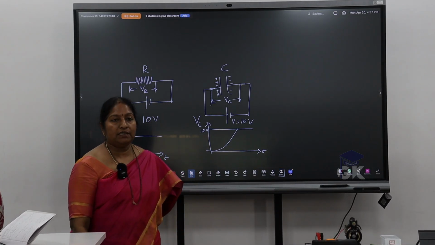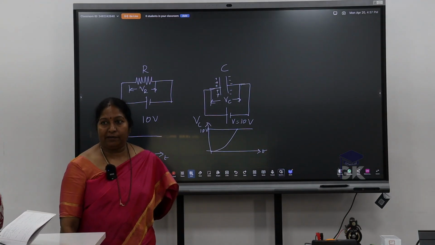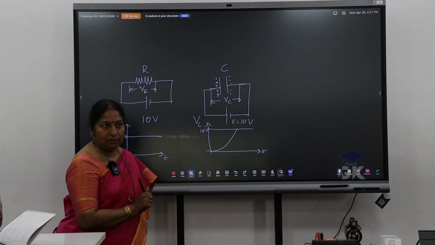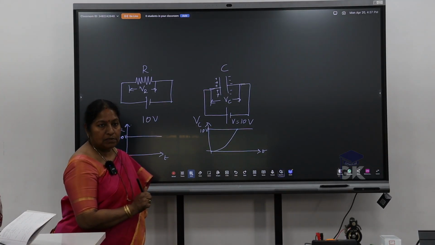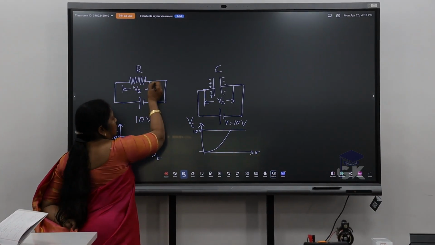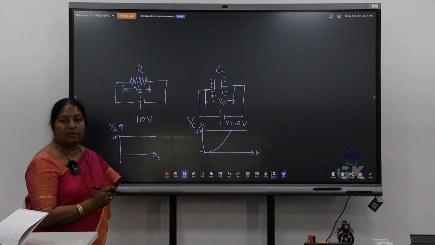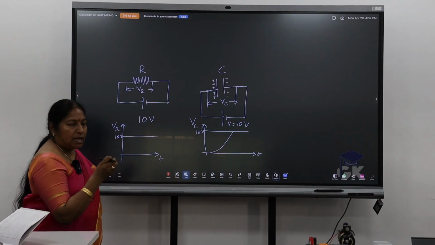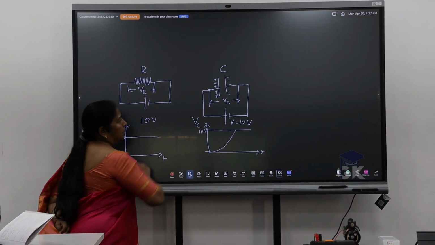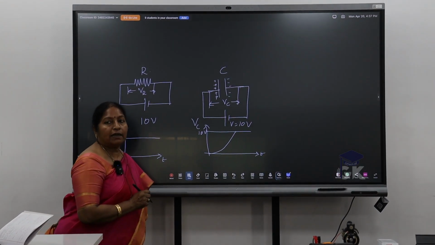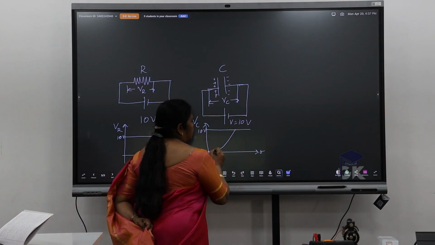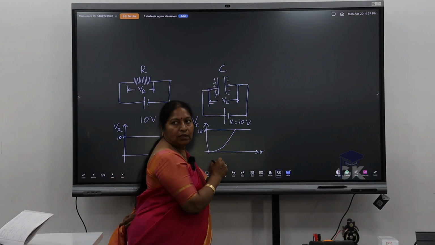So now look into this difference between this resistor and capacitor, how they behave. Suppose I apply 10 volts across the resistor, the complete 10 volts at an instant time will get applied across the resistor. That means the voltage drop across the resistor will be 10 volts as soon as I switch on this voltage. But if I apply voltage across the capacitor, you can observe that slowly it just gets charged.